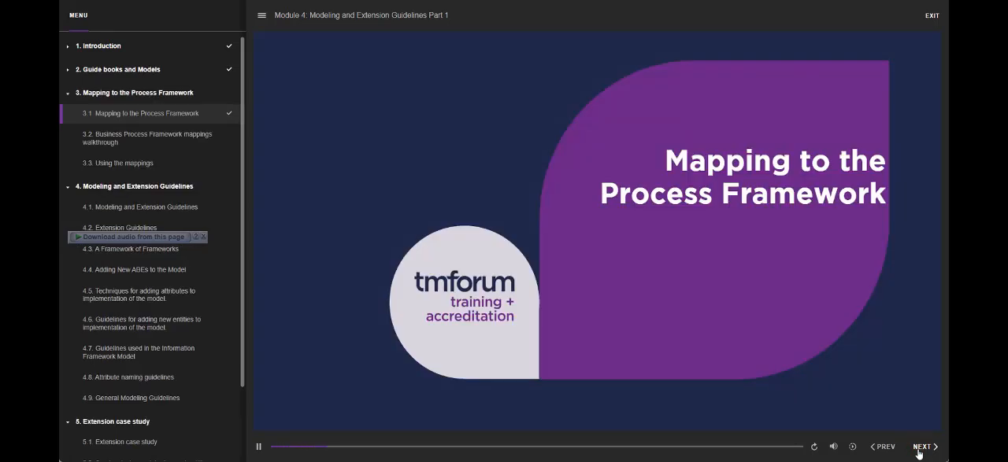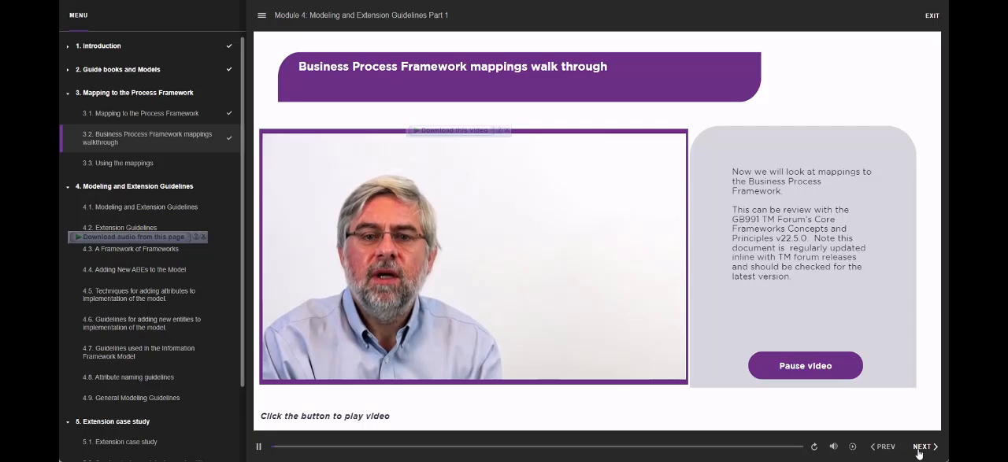You may wonder about the relationship with the other frameworks. You've seen that the Information Framework, the Business Process Framework and the Application Framework all have domains in common. Here you'll learn more about the relationship with the Business Process Framework by seeing how they're mapped to each other.